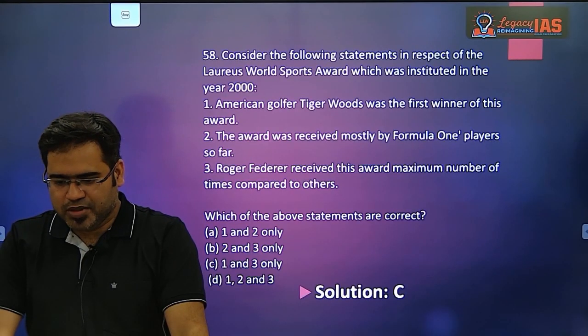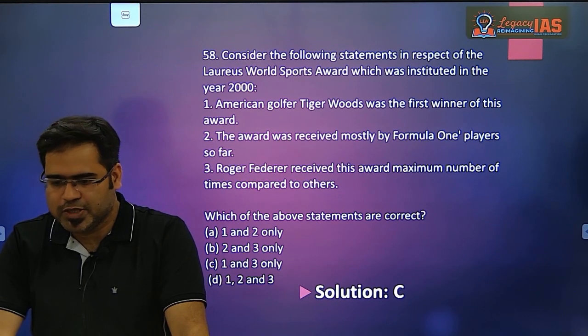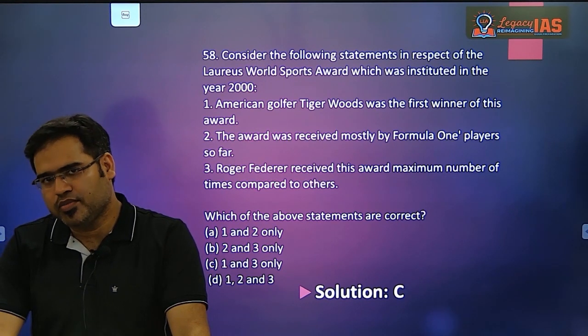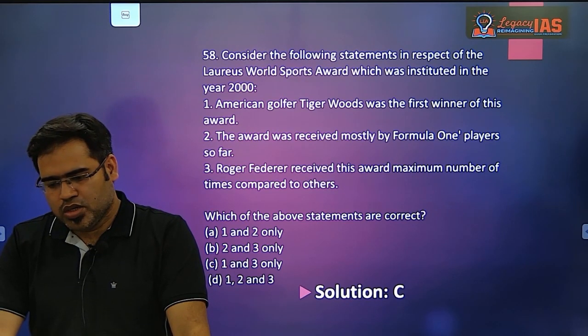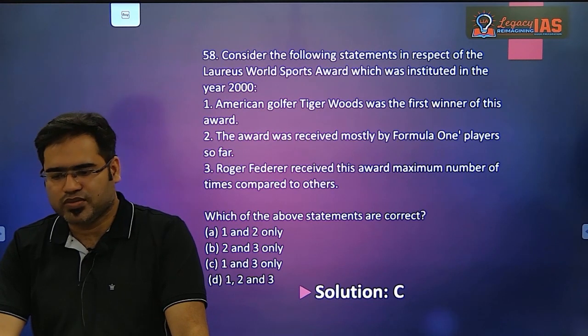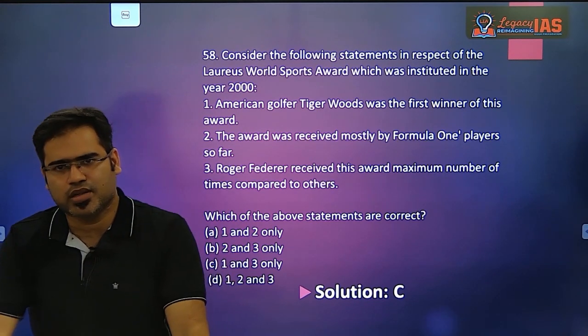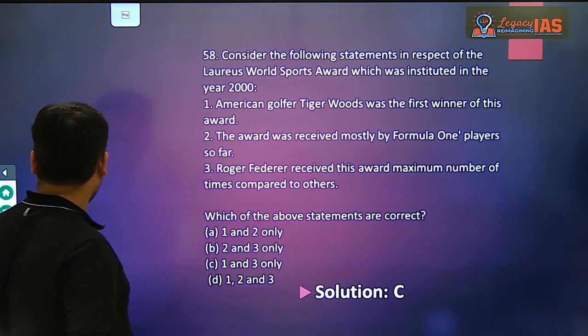Okay, question number 58. Consider the following statements in respect of the Laureus World Sports Award, which was instituted in the year 2000. So 3 statements have been given, 1, 2 and 3. So what should be the answer here? First, American golfer Tiger Woods was the first winner of this award. So this is the right statement, no doubt about it. So here this is right.